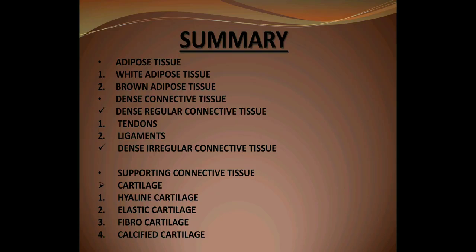Then we studied dense connective tissue. In that, we studied dense regular connective tissue, which consists of two parts, that is tendons and ligaments. Then we studied dense irregular connective tissue, and then we started with supporting connective tissue. In that, we started with only cartilage. In cartilage, we studied four different types of cartilages, that is hyaline cartilage, elastic cartilage, fibrocartilage, and calcified cartilage. I hope you understood the topic.